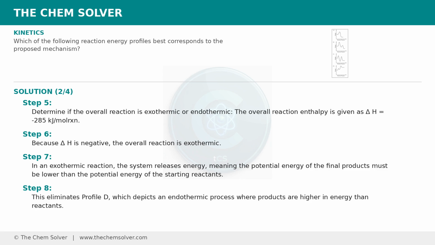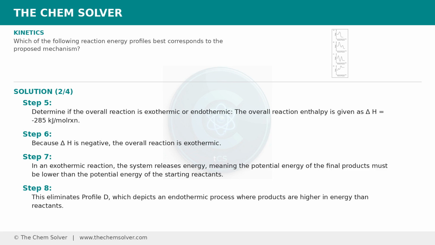Determine if the overall reaction is exothermic or endothermic. The overall reaction enthalpy is given as delta H equals minus 285 kilojoules per mole of reaction. Because delta H is negative, the overall reaction is exothermic.